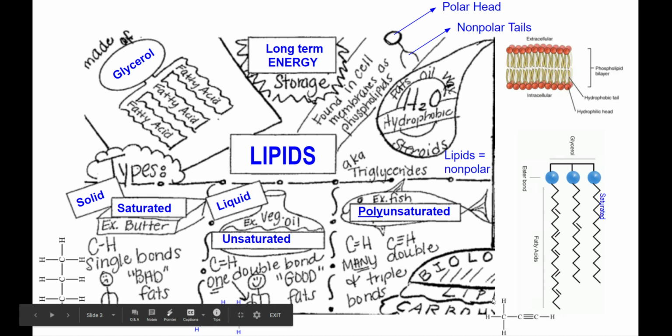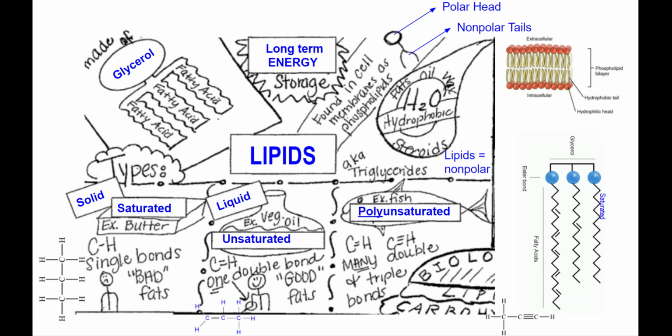There's not nearly as many hydrogens in this polyunsaturated fat as there would be in a saturated fat. So the takeaway is that lipids are nonpolar, which means that they're really good for being membranes and barriers inside of cells, but they're also really great for energy storage because they have tons and tons of bonds.